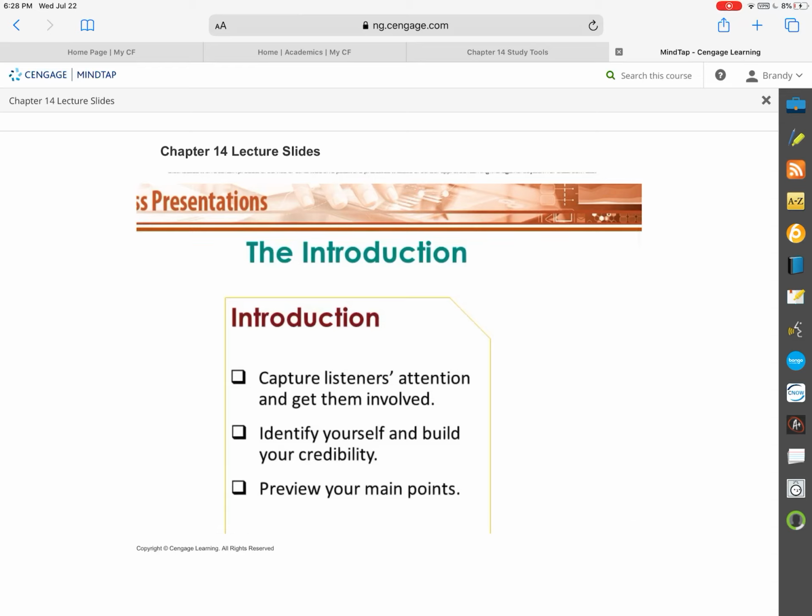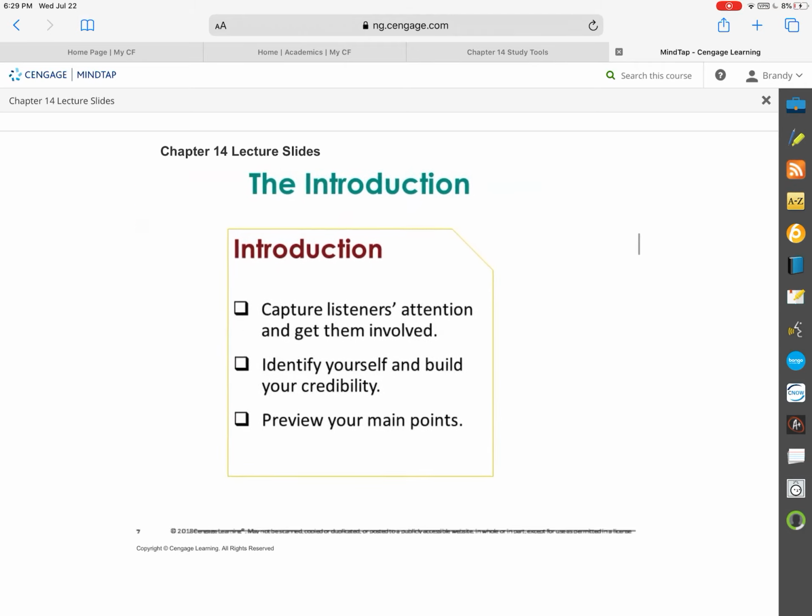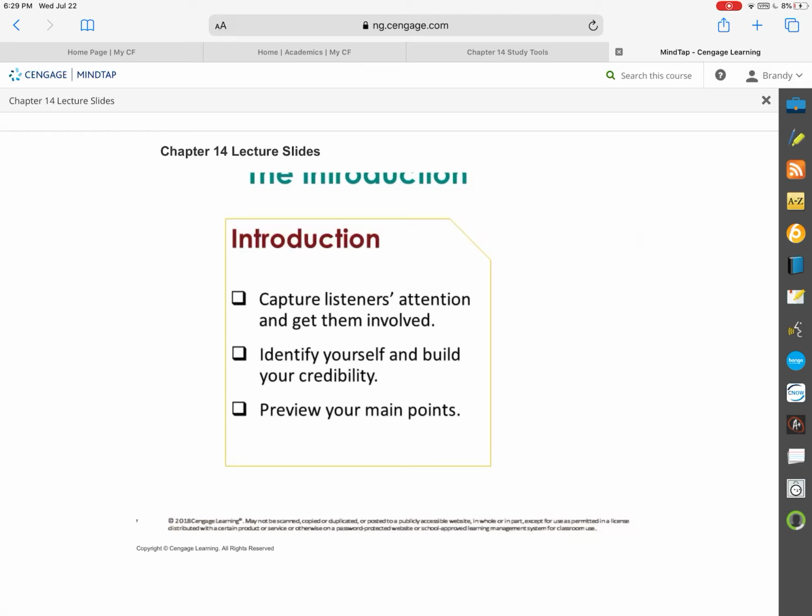With a presentation, you're always going to have an introduction. This is where we're going to grab the audience's attention. There's a lot of different ways that we can do that. And then we always want to do kind of like, here's what I'm going to say. So we want to do a preview of our main points. Then throughout the presentation, we say those main points. And then at the end, we're going to remind them.